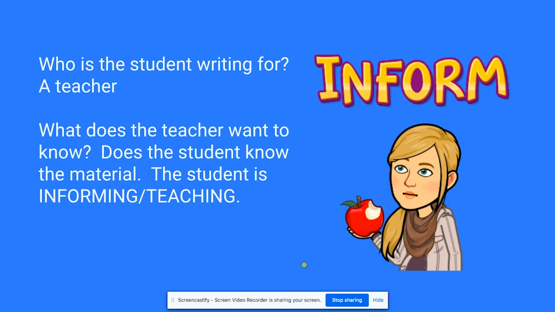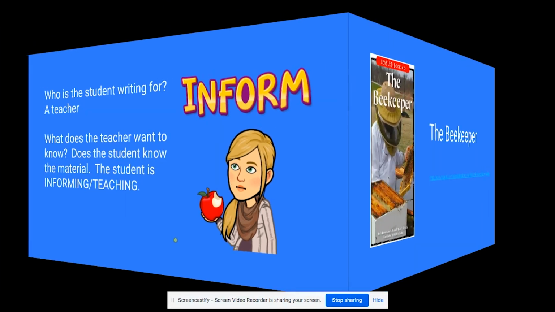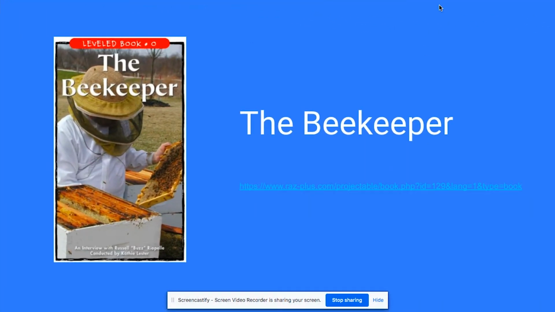So first we're going to start with inform. In the example today, there's a student who is writing for a teacher. And what does the teacher want to know? They want to know if the student knows the material. The student is actually going to be informing or teaching her teacher. So we're going to have a look at a book called The Beekeeper.